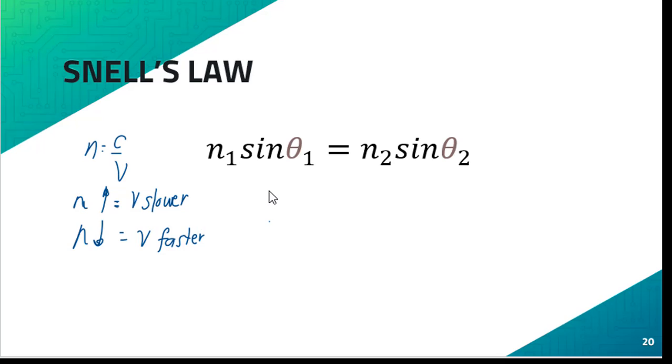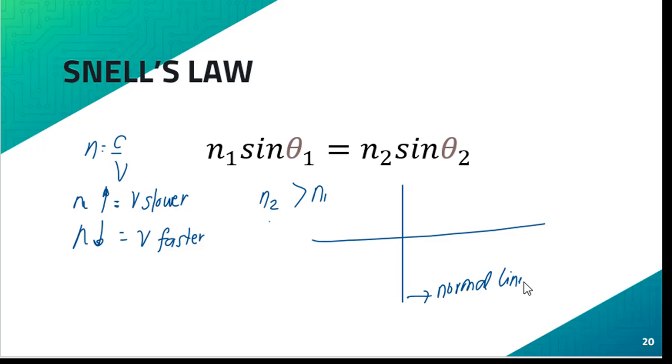For example, the light travels from one medium to another medium wherein N2 is greater than N1. The light is coming from N1 to N2, but N2 is greater than N1. Again, higher N means the speed will be slower. Here we have the normal line. Let's say this is the material N1 and the material N2, and the index of refraction for medium 2 is higher compared to N1. That means the speed will be slower.